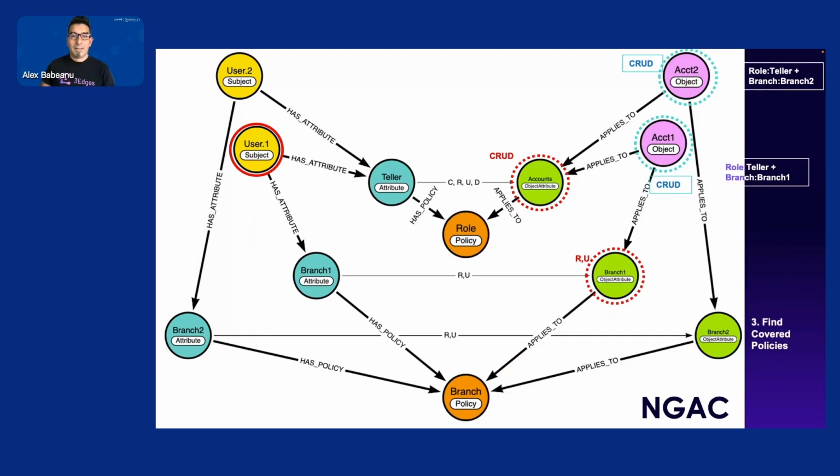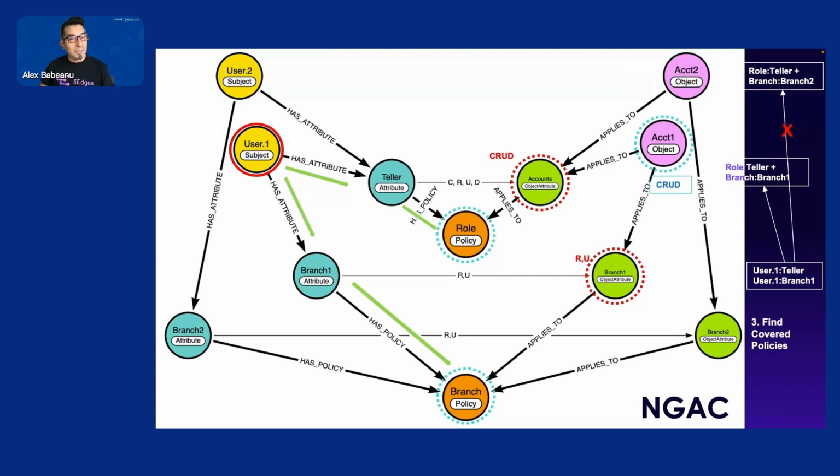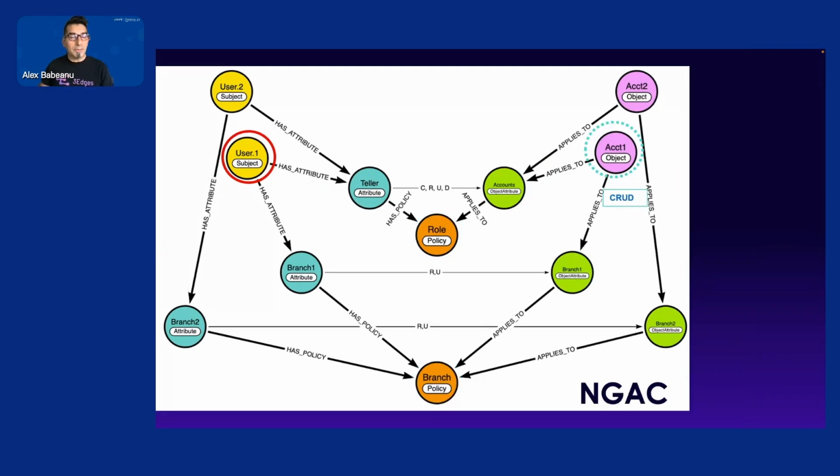Simple. Last step, we need to find which policies the user's attributes satisfy. So for that, we start from the user node and we find a path to the policy nodes. So there we go. And we find that the user has attributes for teller and for branch 1. Comparing everything together, we determine that the user only has access to account 1. Great, we've solved our problem.